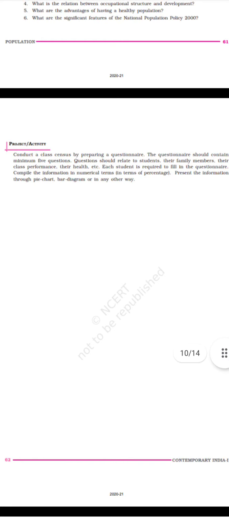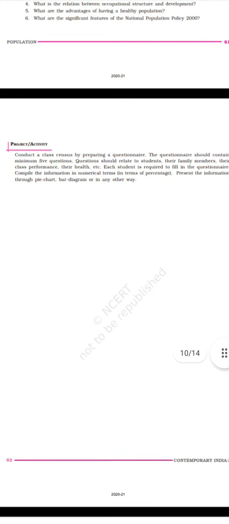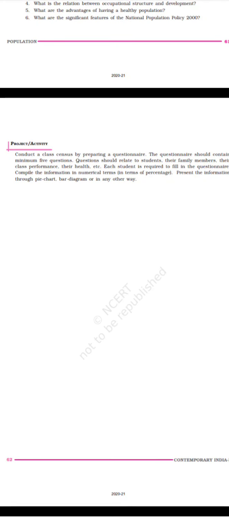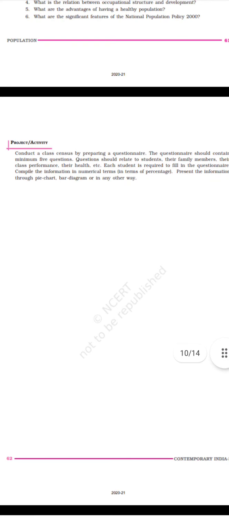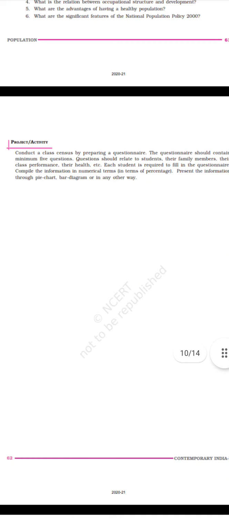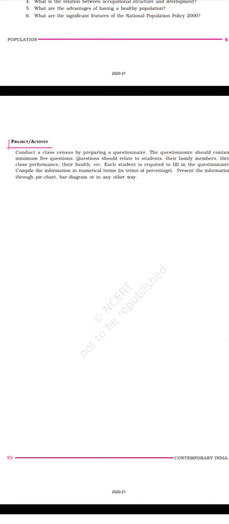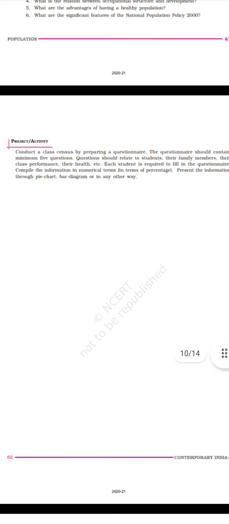Project activity. Conduct a class census by preparing a questionnaire. The questionnaire should contain a minimum of 5 questions. Questions should relate to students, their family members, their class performance, their health, etc. Each student is required to fill in the questionnaire, compile the information in numerical terms in terms of percentage. Present the information through pie chart, bar diagram, or in any other way.